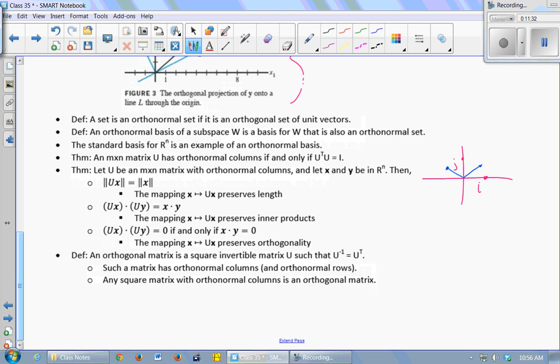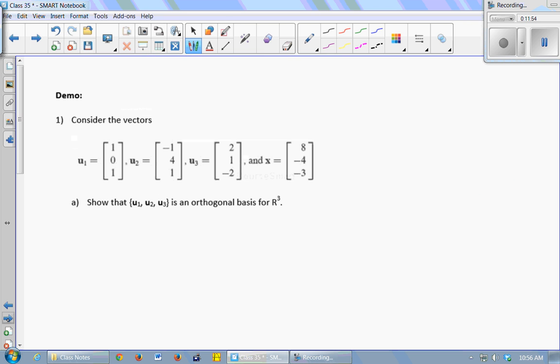All right, and then the last thing, an orthogonal matrix is a square invertible matrix U such that U inverse equals U transpose. Such a matrix has orthonormal columns and orthonormal rows. And any square matrix with orthonormal columns ends up being an orthogonal matrix. All right, so let's do some examples.